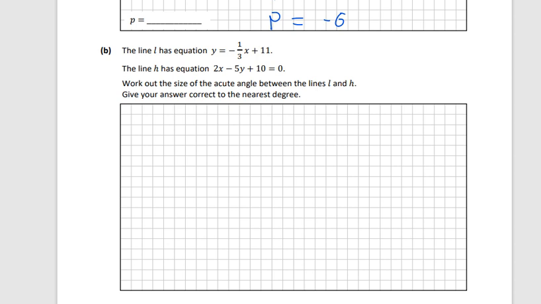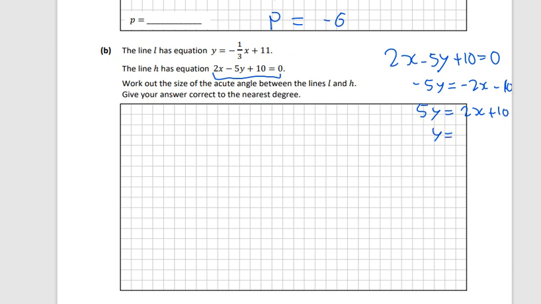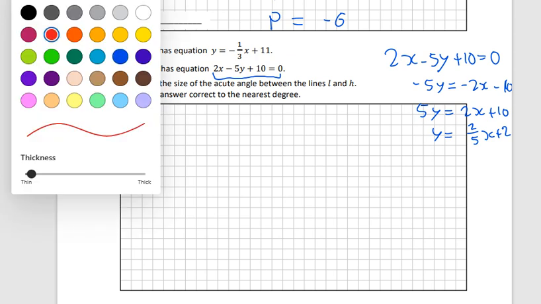Right, part B. If we take this, we know the slope of the first equation, but we don't know the slope of this one. So if we take 2x minus 5y plus 10 is equal to 0, and now if I move the 2x and the 10 across, so minus 5y is equal to minus 2x minus 10. You can make everything positive because they're all minuses. So 5y is equal to 2x plus 10. And then y is equal to 2 over 5x plus 10 over 5, which is 2. So I'm just putting it in form y equals mx plus c to get the slope.